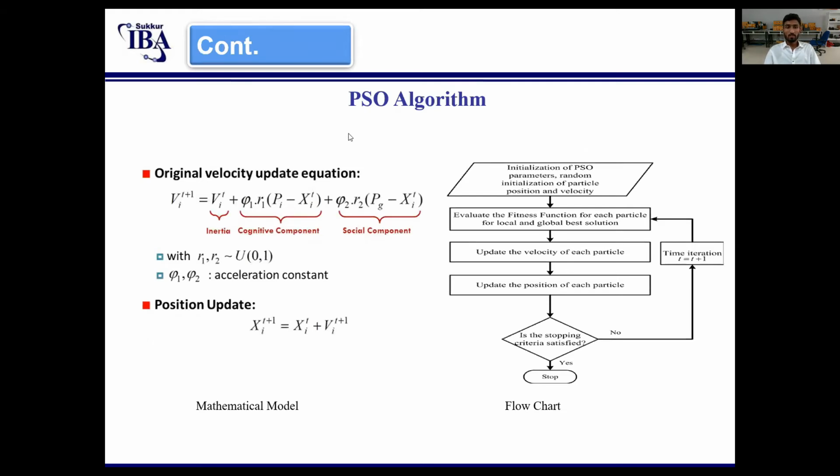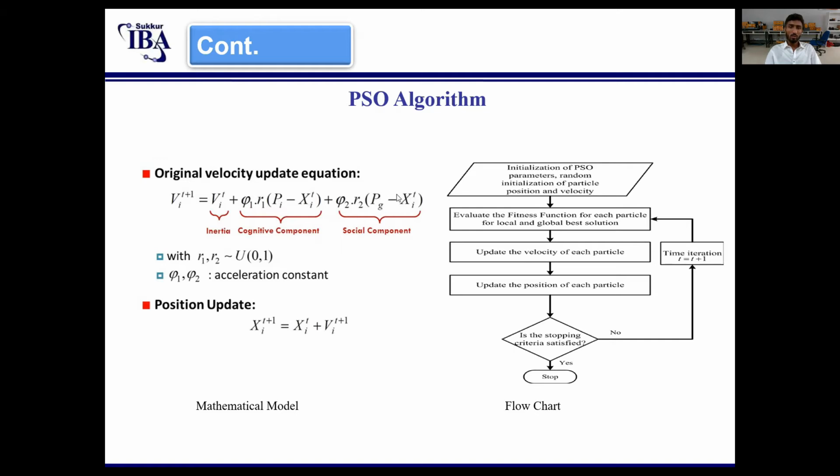Here is the PSO algorithm. First of all, going through its mathematical model, its first equation is the velocity update equation, which has three components. First one is the inertia of that particle of swarm. Second one is its personal component, which we can also call the cognitive component. The personal component consists of its personal best position minus its original position. Then the social component is the global component, which is its global best position minus its original position.